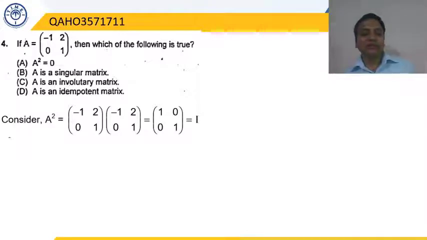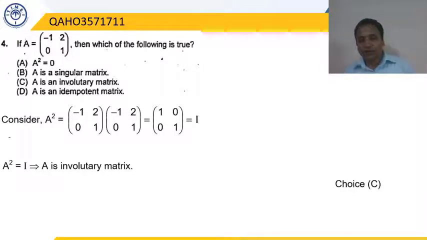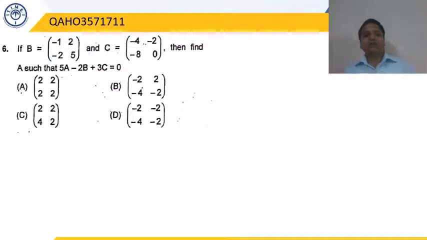So if we check the definition which we learned, if A square equal to I, which implies capital A is an involutory matrix. So the option comes out to be C option. So we straight away marked choice as C. This is the definition we just learned. I hope this is clear. It's a straight definition based question. Then handout again 1711. Now we come to question number 6.